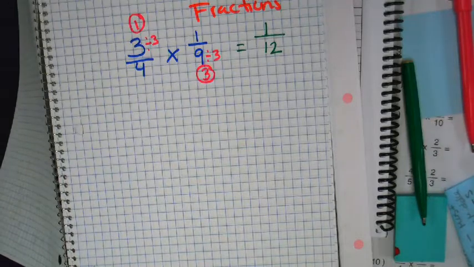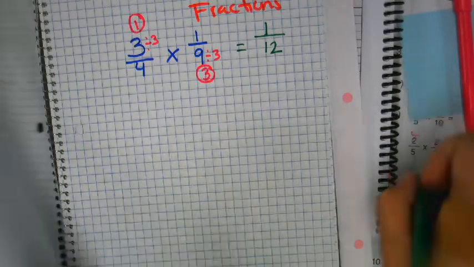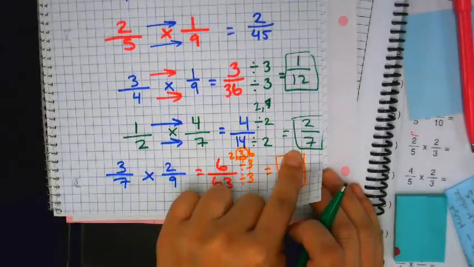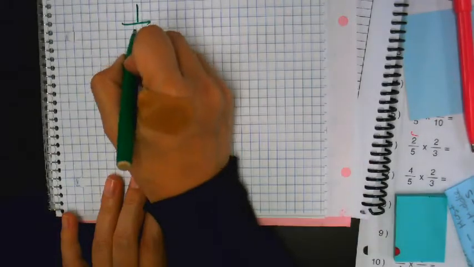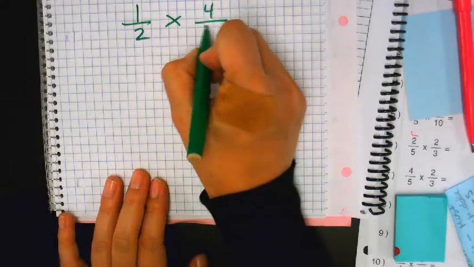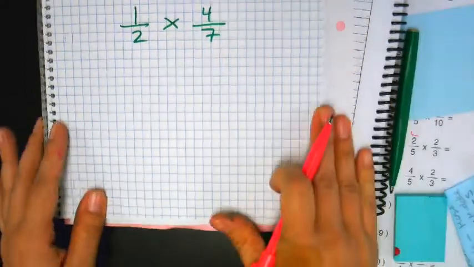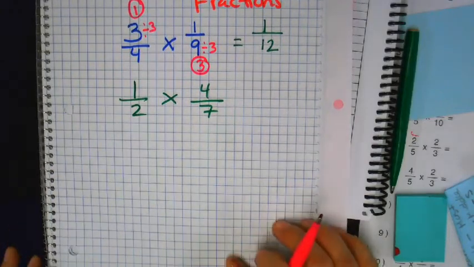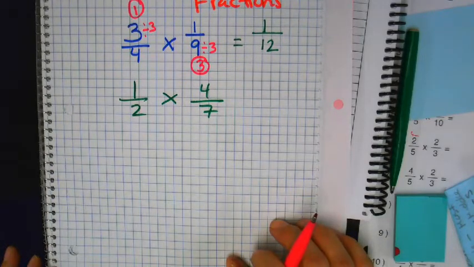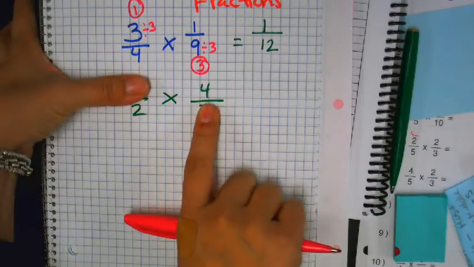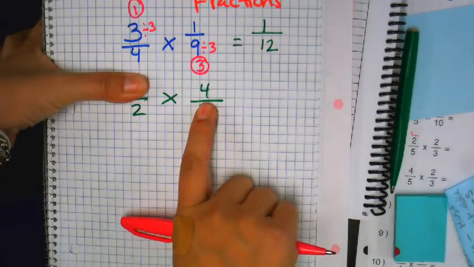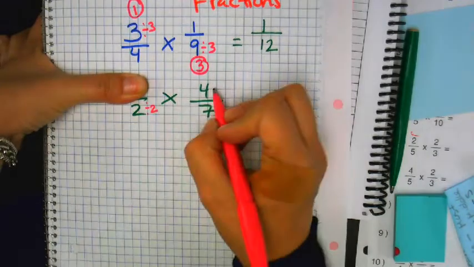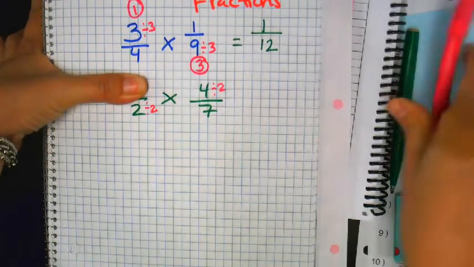Okay? Let's do the next problem we did in our notebook. So we're going to take 1/2 and 4/7. We already know the answer. So 1/2 times 4/7. Check your corners. Sit up and check your corners. 2 and 4. Is there anything I can divide 2 and 4 by? 2. Yes, I can divide this by 2, and I can divide this by 2. So we do the corners.